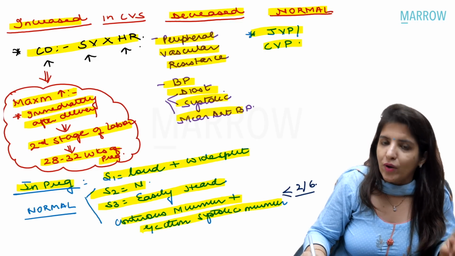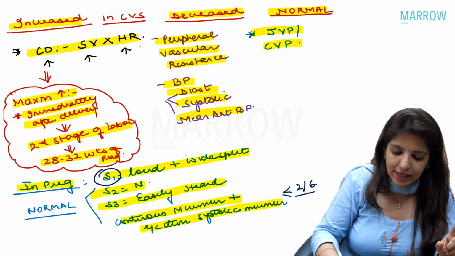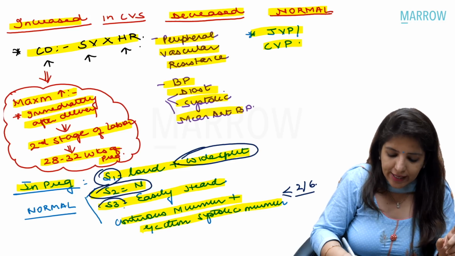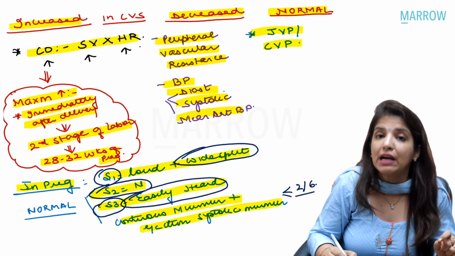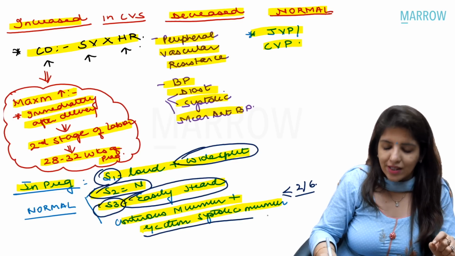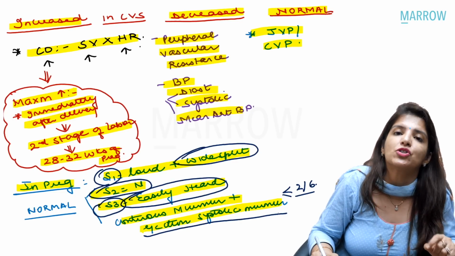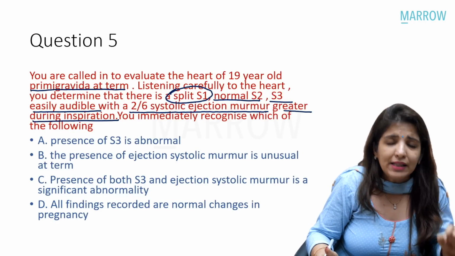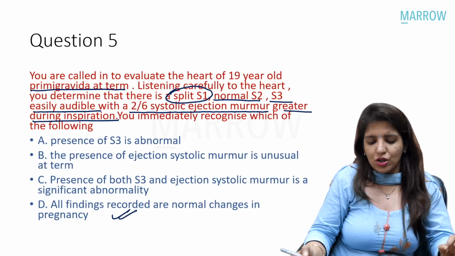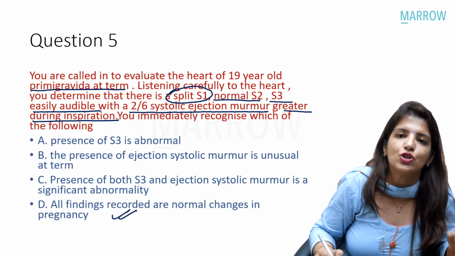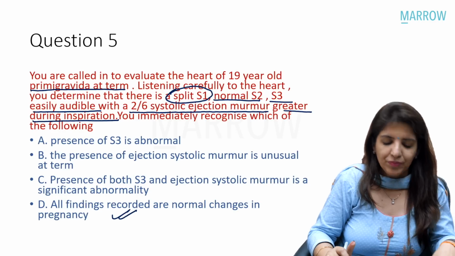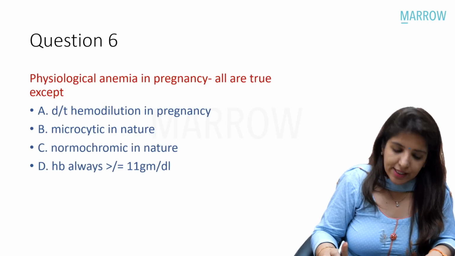So in our question, we are getting that S1 is widely split, S2 is normal, and S3 is easily heard. And we are getting that there is an ejection systolic murmur which is less than grade 2/6. So what does that mean? That means all the findings recorded are normal changes in pregnancy. Clear to all of you? Okay. Going to question number 6.